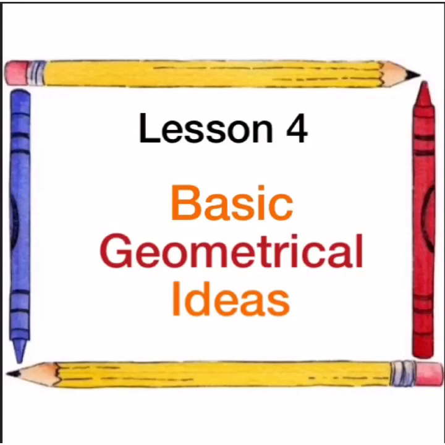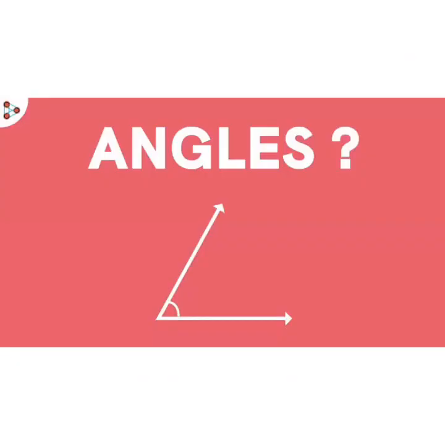Children, you already know about a ray. A ray is a portion of a line. It starts at one point and goes endlessly in a direction. Children, can you imagine that by joining two rays at one point, one initial point, we get a new geometrical figure, and that new geometrical figure is known as an angle.